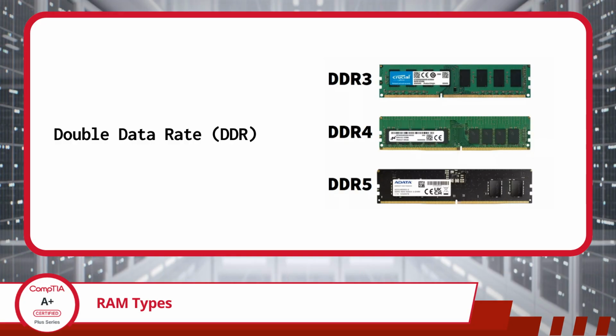DDR4 followed and improved upon DDR3 by offering higher data transfer rates, increased capacity support, and better power efficiency. DDR4 became the mainstream standard in both desktops and laptops for many years. Most recently, DDR5 has entered the market, providing even higher speeds, greater bandwidth, and improved overall efficiency. As computing demands continue to increase, DDR5 helps support modern processors, high-performance applications, and more demanding workloads.